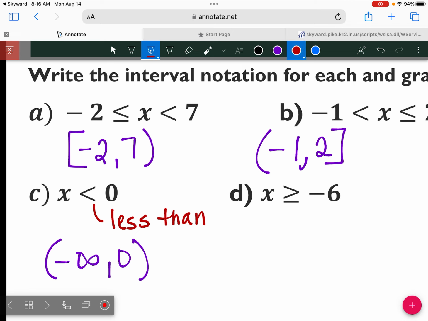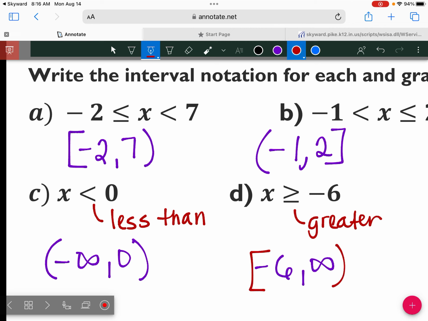And then for question D, this is greater than or equal to. So that means it's going towards the largest number in the world. The largest number in the world would be positive infinity. So we're starting this interval at -6 and going to positive infinity. Because this is equal to, the -6 gets a bracket. The infinity gets a parentheses. All right, any questions about how we work through that?